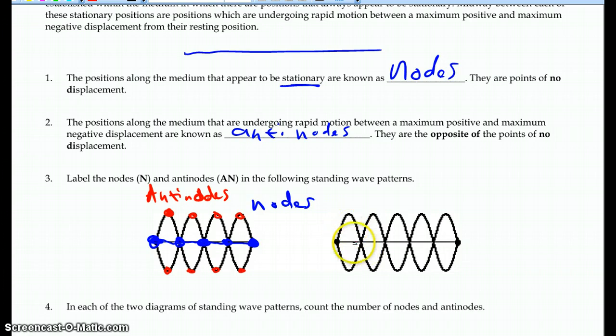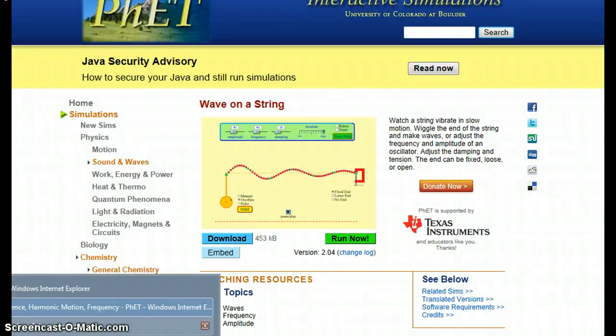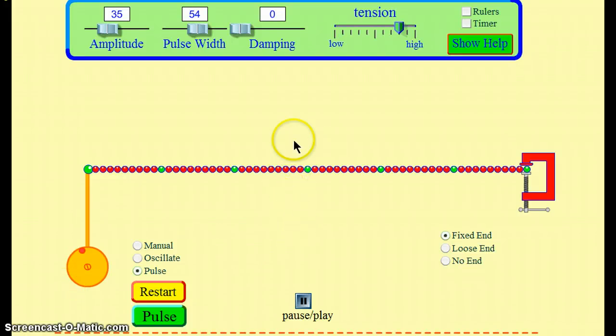So over here on this one, you can see we actually have 1, 2, 3, 4, 5 of the antinodes, and then we have 1, 2, 3, 4, 5, 6 of the nodes. And you can see that there's one more segment to that particular one. That indicates that we have a wave that is happening more often, or a higher frequency. So what we want to do is try to see exactly how this pattern sets up. So we're going to look at this quick simulation.